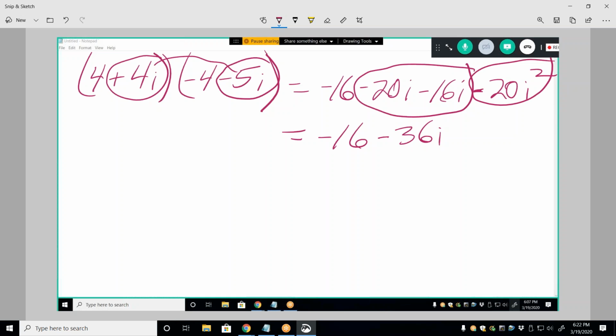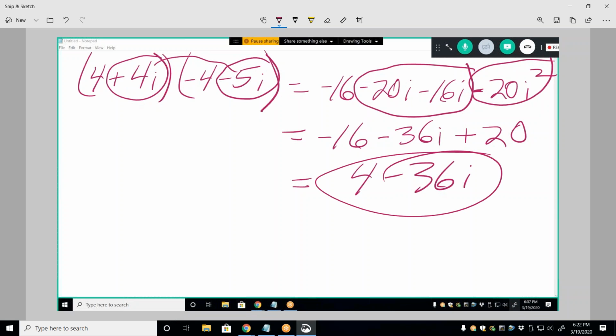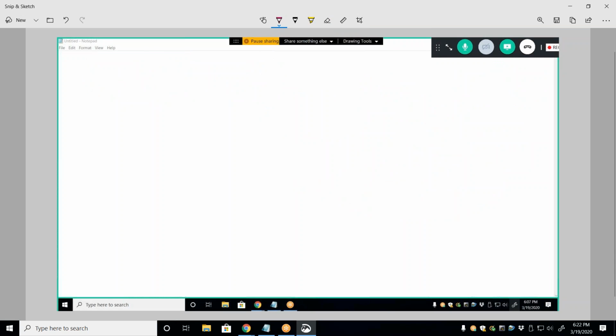20. Plus 20. Plus 20. Now combine your real numbers. So 4 minus 36i. That's exactly how you do them. Every one of them. Okay. The only one that's going to give you problems is when they give you a division one, and that's done entirely different. But adding, subtracting, and multiplying is actually as easy as it gets.